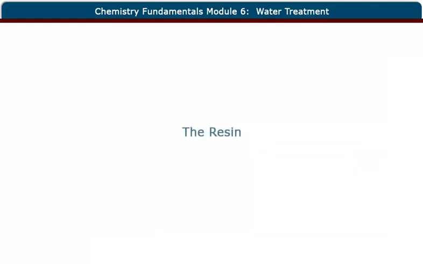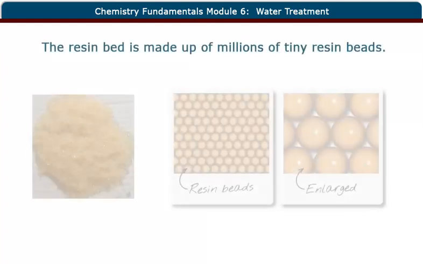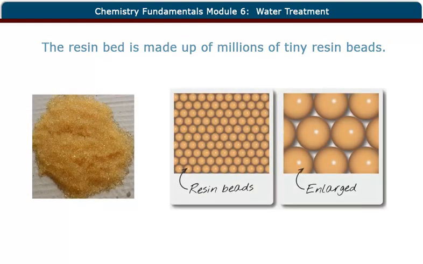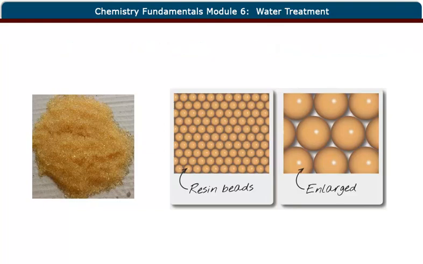Okay, the resin beads. These resin beads are very, very small, so each resin bed can have over 1 million of these beads. The picture on the left shows what they look like to the naked eye, and the other two photos show them under a microscope.